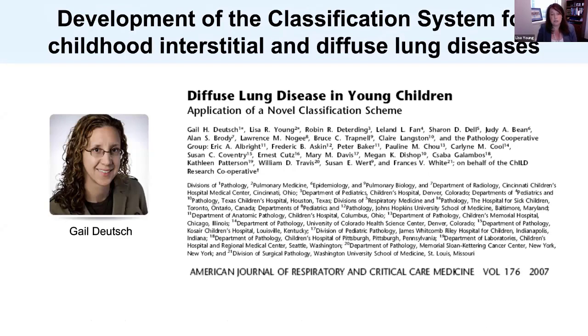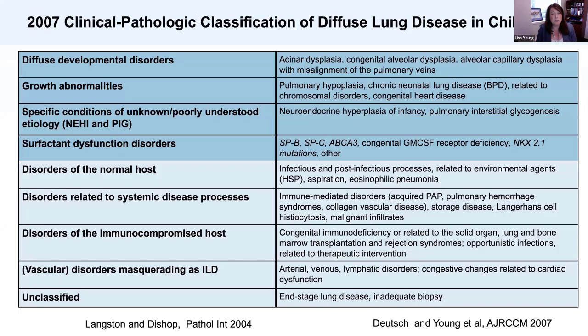So this classification system at the time was called diffuse lung disease in young children. It was based on histopathology. Obviously, the field has changed, but Gail Deutsch is the pathologist now at Seattle Children's who led this work. And essentially, the classification system took into account both clinical and pathologic features, and then took these cases and tried to see how they fit.